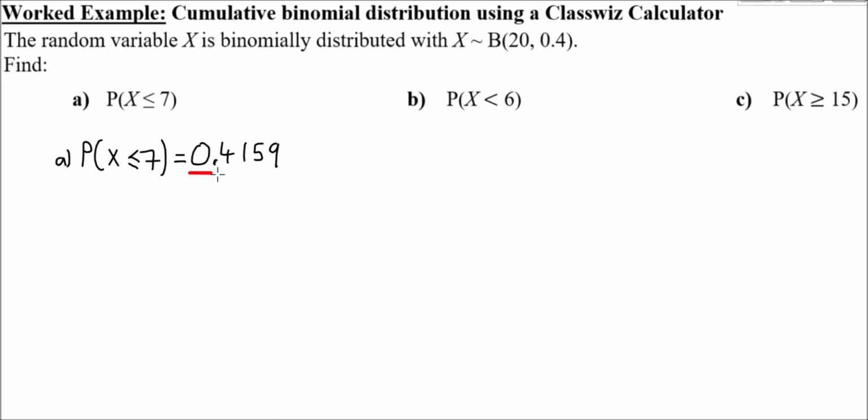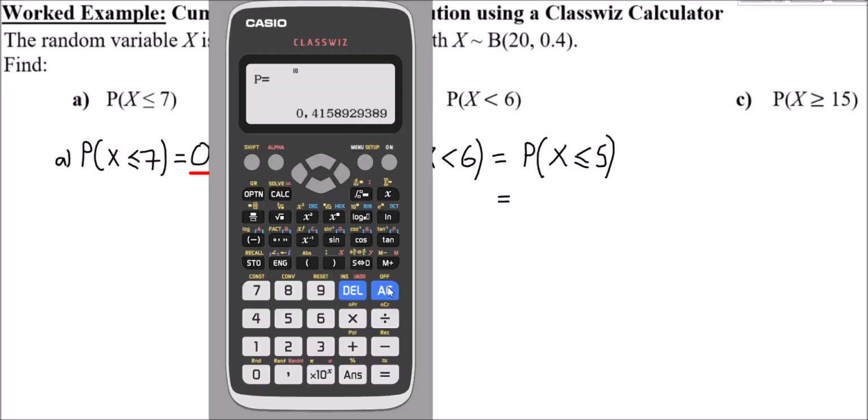Next up, part B. Now this symbol isn't quite right yet, so I need to get it into the right form. The probability for X is less than 6, because we're talking about whole numbers here, can be rewritten as the probability of X is equal to 5 or less. So if we work this one out, press AC to go back and it will store N and P, what you had before. So now we can just change the 7 to a 5. Press equals and equals again, and we get 0.1256.